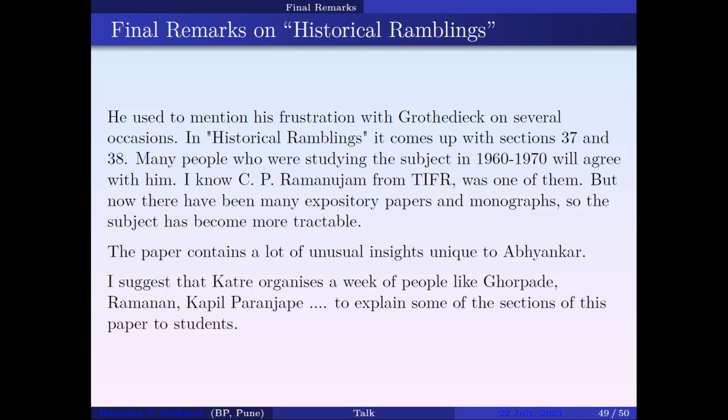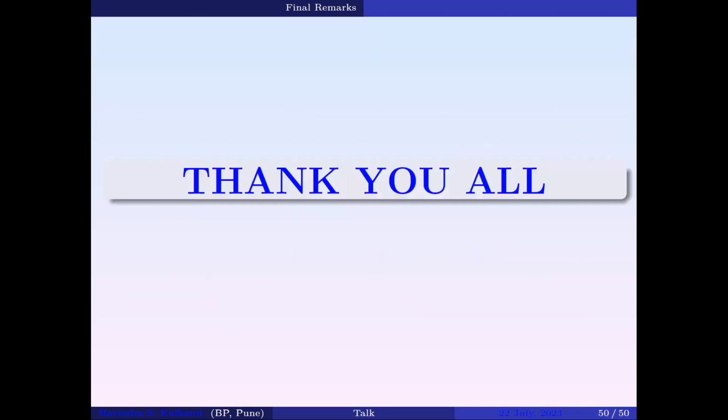And so that was his real work. So I request the Faculty to organize a week of people like Gorpade, Ramanand, Kapil Paranjpe to explain some of the sections of this paper to all students. That would be a great service and it will be better than these types of just 1 hour lectures. Thank you.